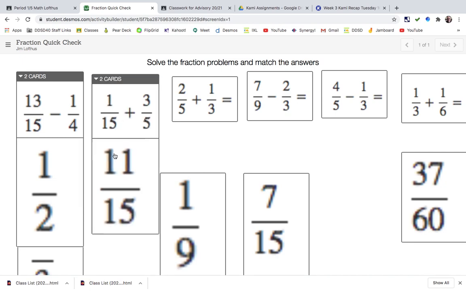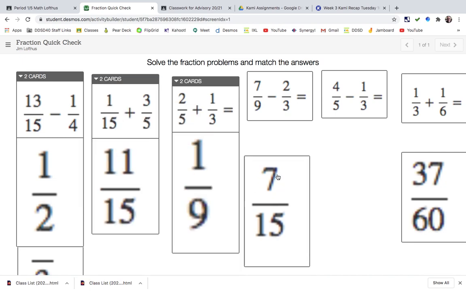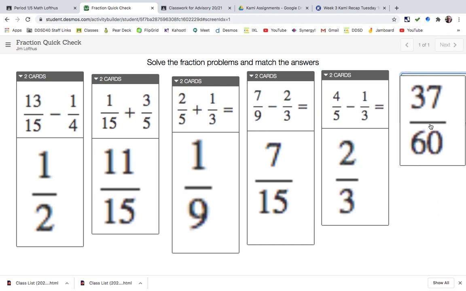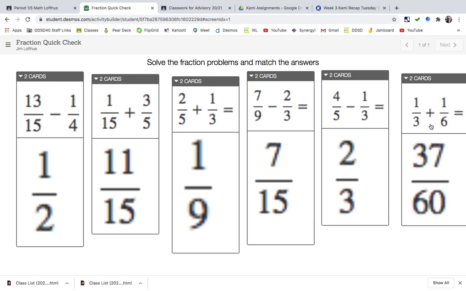So you're going to end up matching all of these up so they look something like this. And then I will check it tomorrow. I'll check to see if it's accurate, and I'll let you know. So that's the first thing that we did.